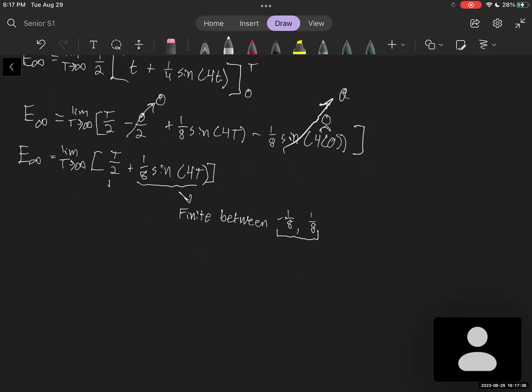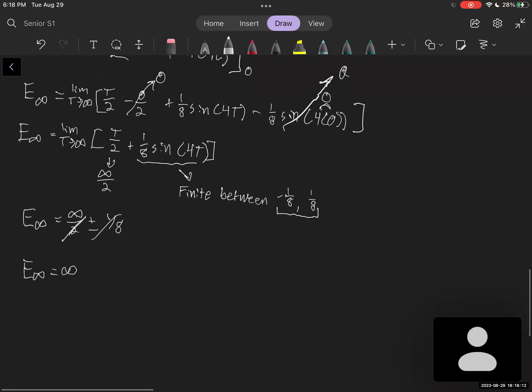And then our t over 2, we can substitute in infinity over 2. And that's just going to remain as infinity, because infinity over 2 is just equal to infinity. But we can say that the energy equation is equal to infinity over 2 plus or minus 1/8. And we can cross out the over 2 and the plus or minus 1/8, and you're just left with infinity.